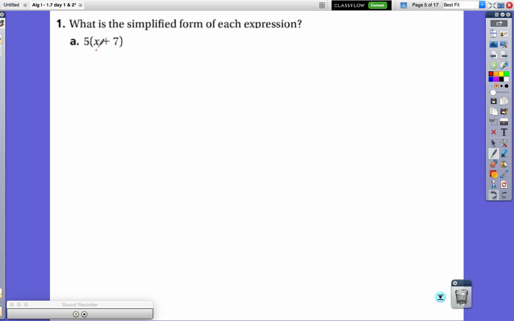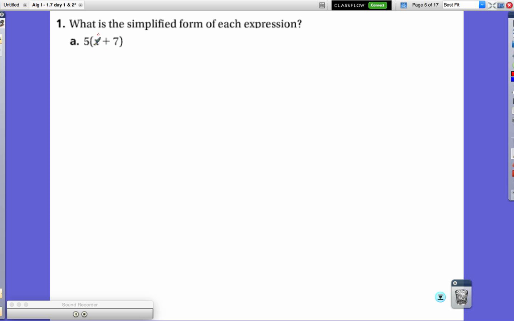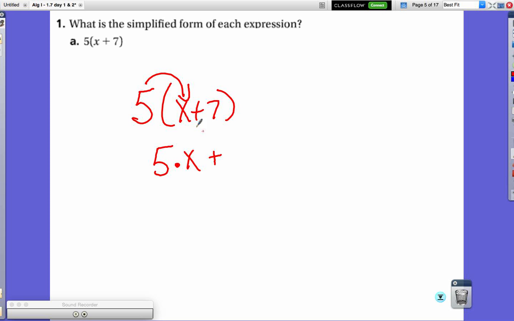So 5 times the quantity of x plus 7, so 5 times x plus 7, we have 5 times x plus 5 times 7. So our answer, 5x plus 35.